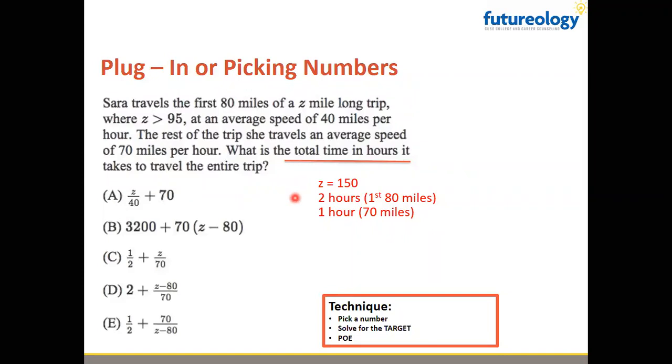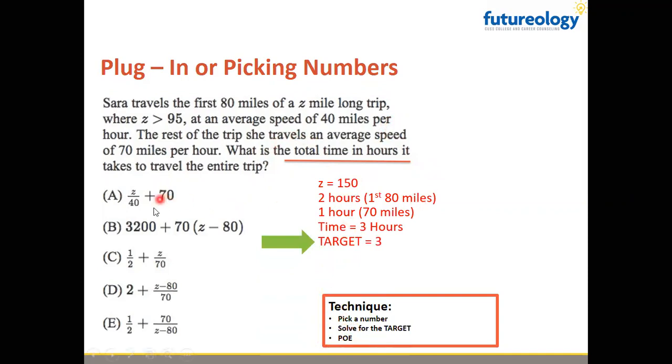2 plus 1. Boy, I can do that math. I don't need a calculator. A lot of people go, boy, I need a calculator for these tests. Well, you can use one, but a lot of times you don't necessarily need it, especially if you pick numbers like this. So that means our target is 3.